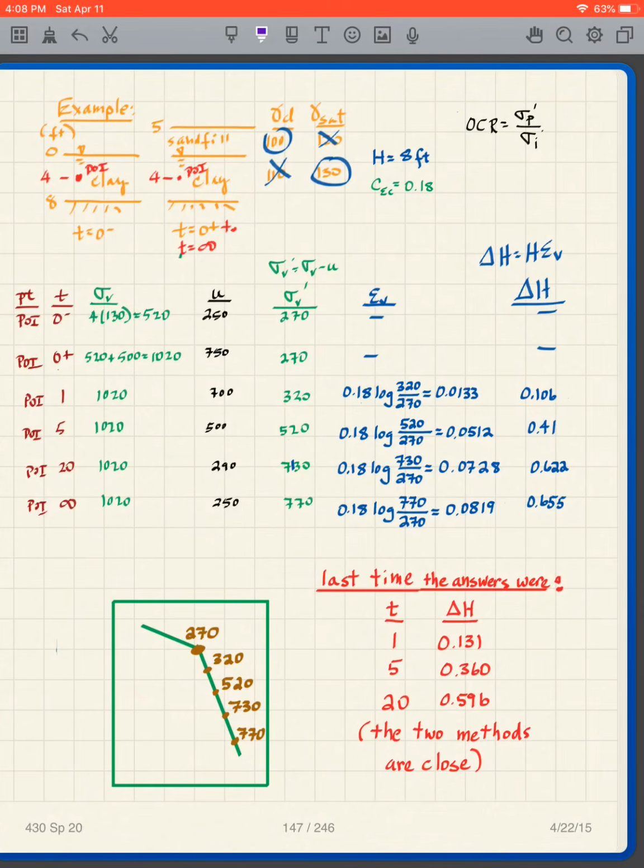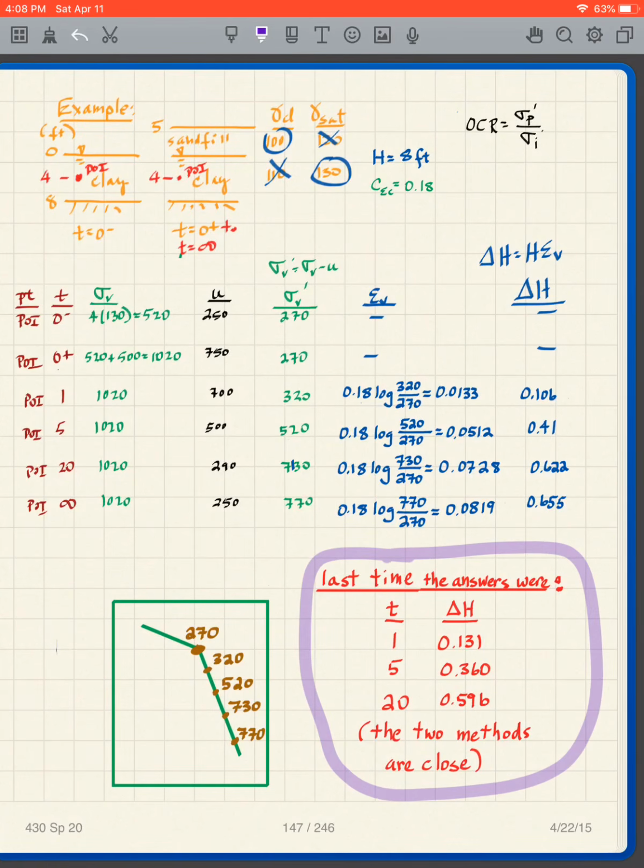Okay, so I forgot to mention and compare the two cases that we just got done doing in terms of answers. The simplified method that we just did gave us these answers. In other words, at 1 year I got 0.131. The more complex method, the first way, I got 0.106. At 5 years, 0.36, 0.41. 20 years, 0.596, 0.622. So both methods are close.